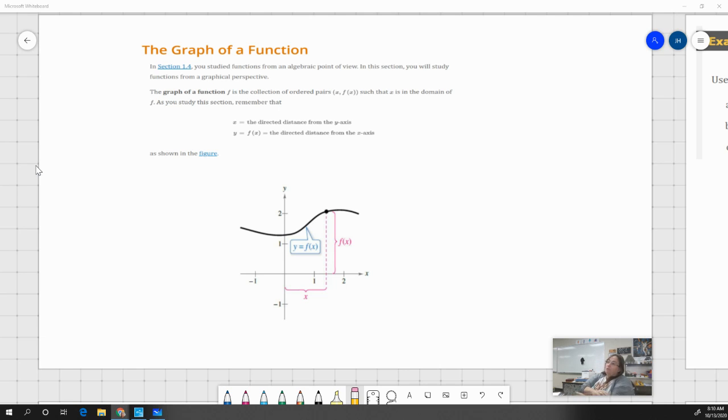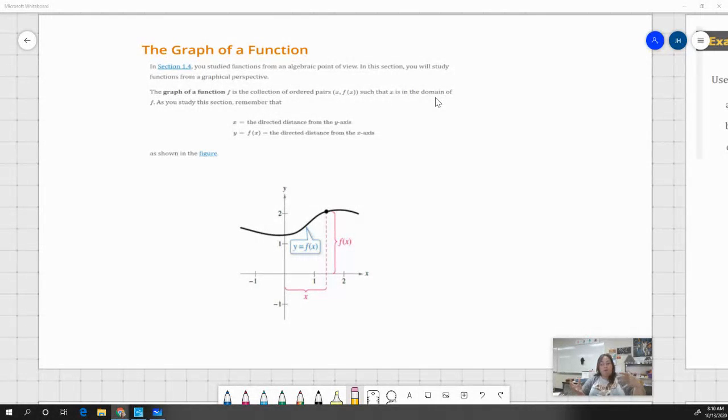Again, this is section 1.5, part 1, and we're talking about analyzing the graphs of functions. That's just for the sake of the video. I know you guys already got that. So what we're saying is the graph of a function f is a collection of ordered pairs, x, y's, right? In this, you'll notice it's called x, f of x, but remember, we can always just turn f of x into y, such that x is the domain.